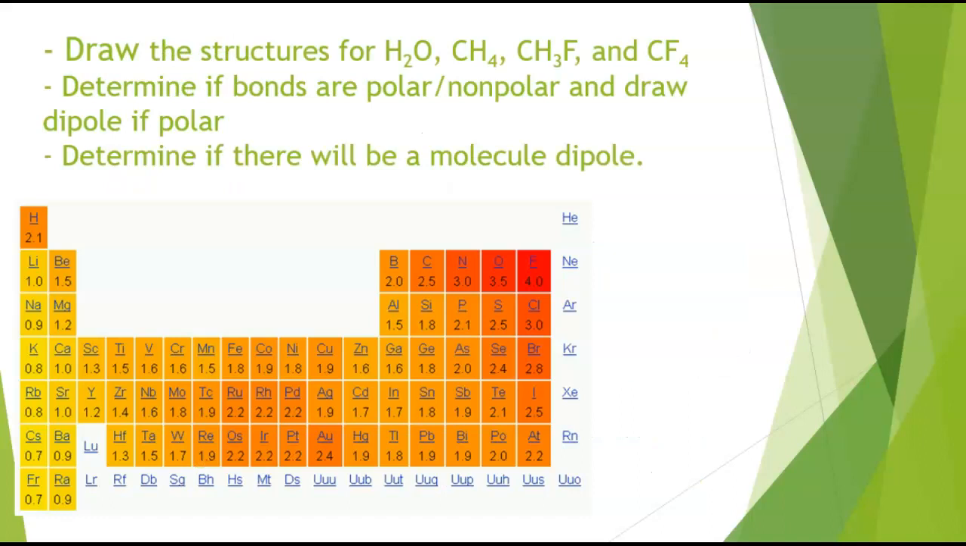So let's go ahead and practice. We're going to draw structures. You can pause and draw structures if you can for water, CH4, CH3F, and CF4. We'll determine if the bonds are polar by looking at the electronegativities. So look at the difference in electronegativity. And then when we determine if there's a molecule dipole, we'll determine if there is symmetry or not.